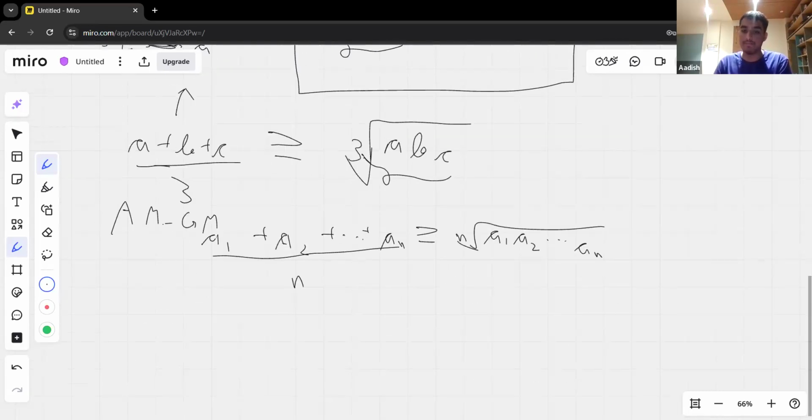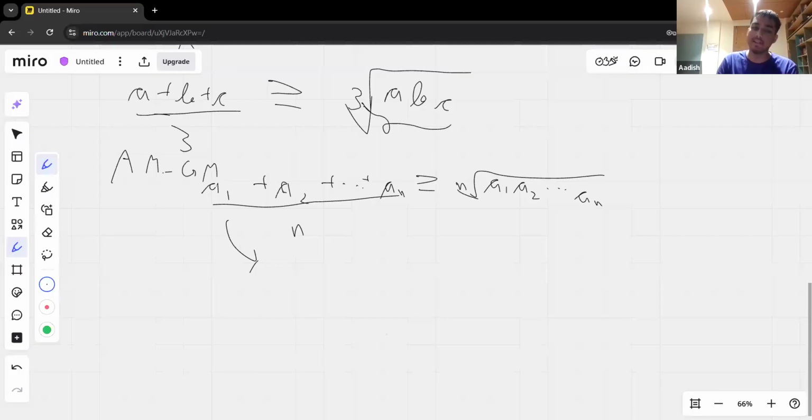Yes. Also, okay, there are two conditions. One condition on this is that A1 to AN have to be non-negative numbers. Same thing, zero is positive. For the rest of this class, zero is positive. And the second thing is AM-GM also states a stronger statement.